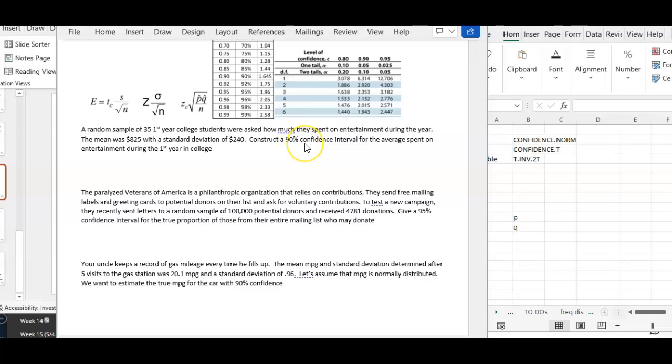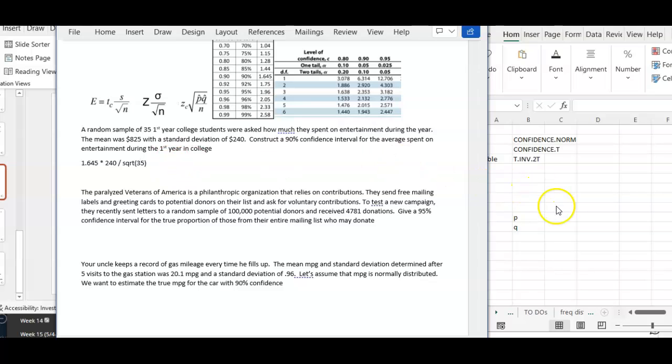So we're looking for a 90% confidence interval. So we're going to go to 0.90 or 90%, and 1.645 is our critical value. And we're going to multiply that by the standard deviation, which is 240, and divide all that by the square root of the sample size, n, and in this example, that happens to be 35.